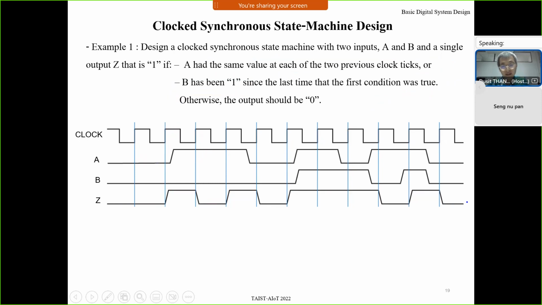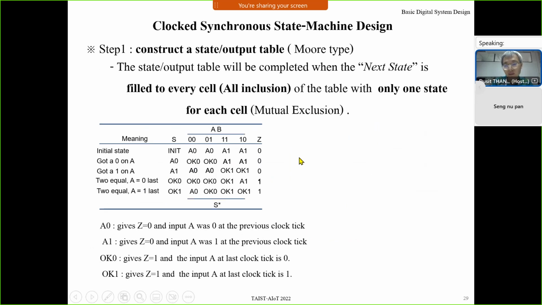Okay, to do the design, at first you must know how many states the problem has. If you don't know the number of states, you cannot determine the number of flip-flops, right? So if you don't know, you can assume, or generate the states. For example, like this one.